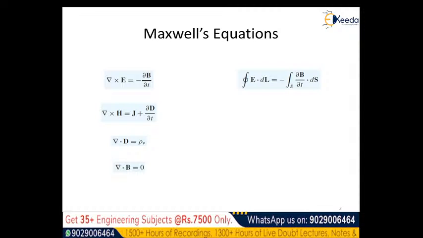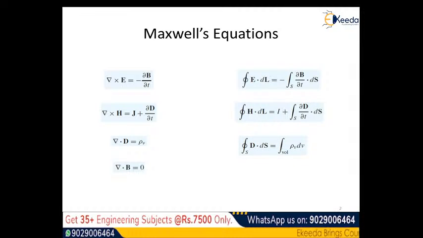The next equation, del bar cross H bar equal to J plus del D by del t, is represented by the closed line integral of H bar dot dl bar equal to the surface integral of J plus del D by del t dot ds bar. The third equation is represented as the closed surface integral of D bar dot ds bar equal to the volume integral of rho v dv, and the last equation is the closed surface integral of B bar dot ds bar, which is equal to 0.